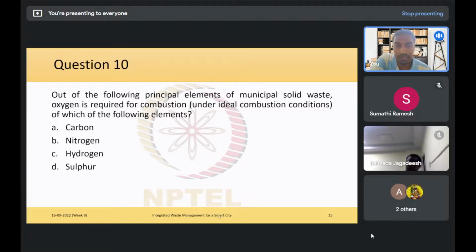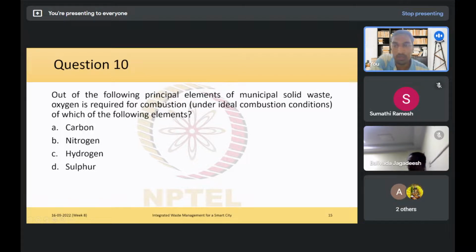Okay, so let's take a look at the answer. Everybody agrees that carbon requires oxygen, right? So we know carbon is going to produce carbon dioxide. All of these organics that are going to be there are hydrocarbons, so hydrogen and carbon are definitely going to be there, and these two elements will be converted into carbon dioxide and water. Carbon becomes carbon dioxide and hydrogen becomes water by combining with oxygen.